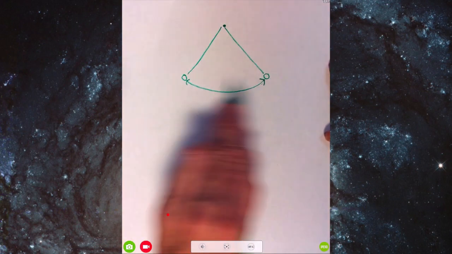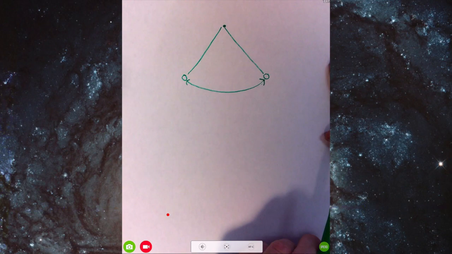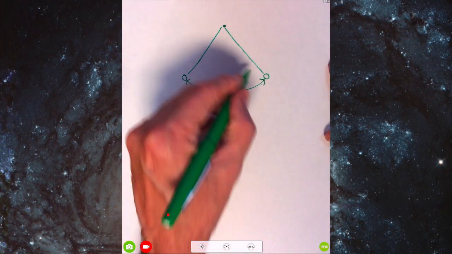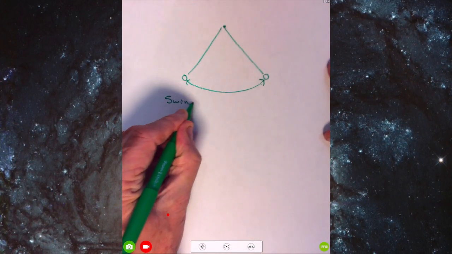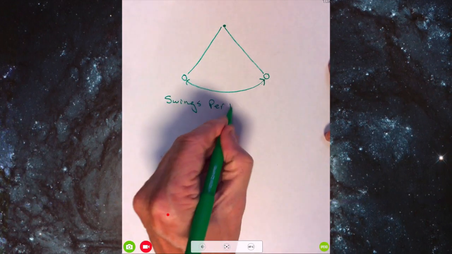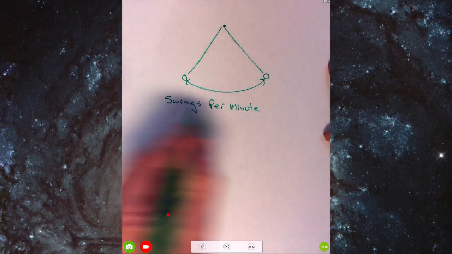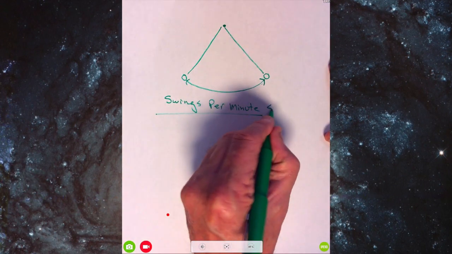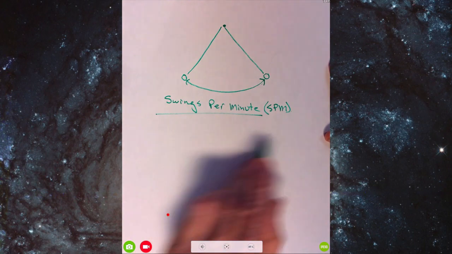And so, how many times will it swing in a minute is our given question here. So what we're going to do is see the effect of the different variables on its swings per minute. Write this down, swings per minute. You should have it written right under the Galileo stuff. So swings per minute is going to be our responding variable. We can abbreviate that as SPM, okay? Swings per minute is the responding variable.